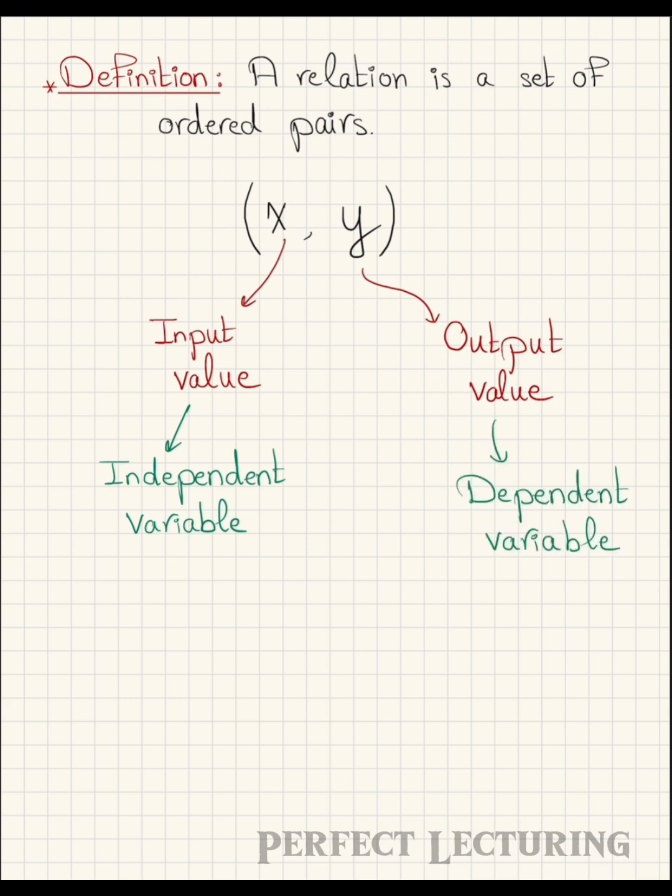So this is always the case. The first component is always the independent variable, and the second component is always the dependent variable. So give me X, I give you Y. Moreover, if we put all the input values in one set, we obtain the domain of the relation. So the domain of the relation is the set of all the input values, and on the other hand, the set of all the output values is called the range of the relation.